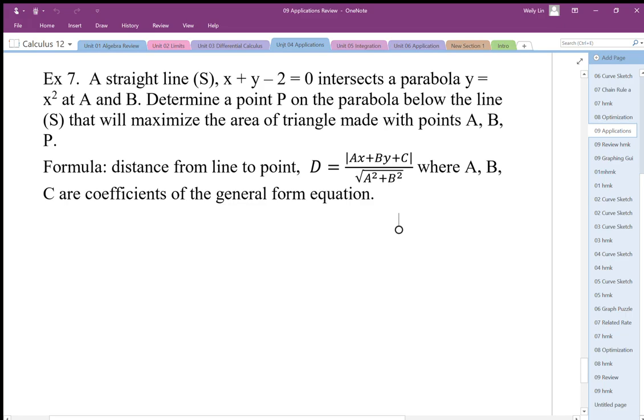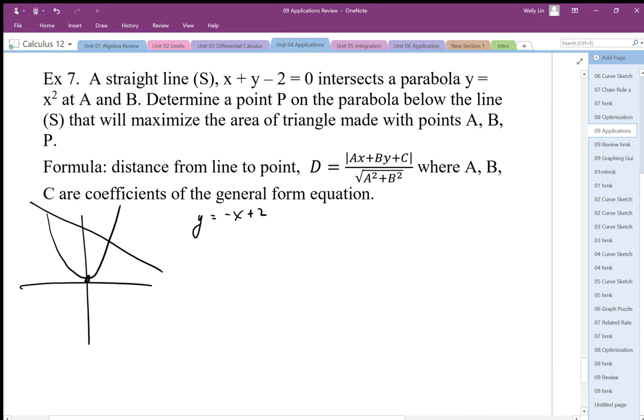So this is the problem here. We've been given a parabola y equals x squared. Okay, the parabola looks something like that, vertex there. And that line, S, if I rewrite it, is going to be y equals negative x plus 2. So it's going to give us a line that looks kind of like that. Okay, and it says it intersects at A and B. So there's A and B.